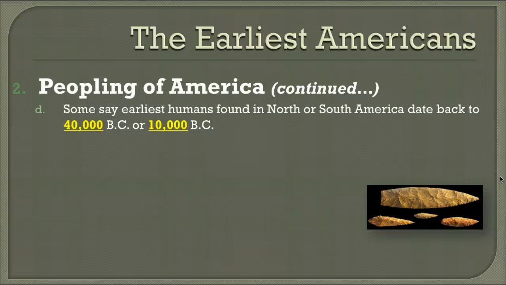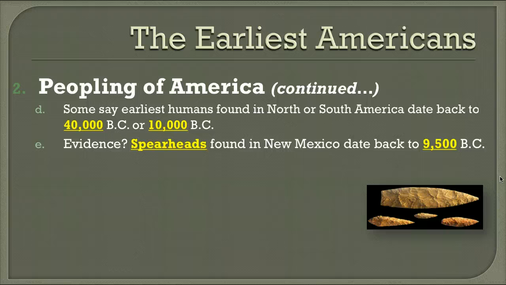Now, there's going to be a little bit of debate, of course, based on evidence found, but some say that the earliest humans found in North or South America date as far back as 40,000 BC. Some say no, it's not that old. Some say it's only around 10,000 BC when the Ice Age began to end. Either way, we do have some evidence that's found.